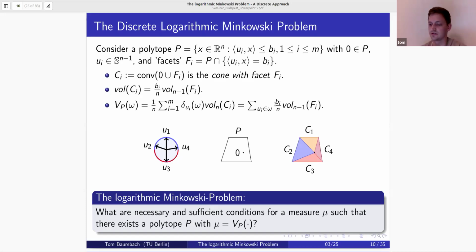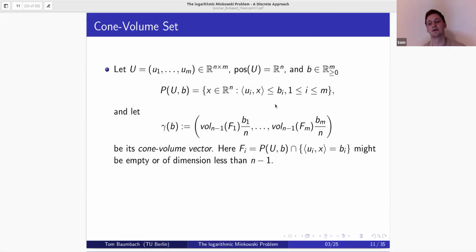And instead of looking at measures, we now want to understand the cone volumes, or the volume of the cones, which we are now going to define. We are now going to look at the cone volume set. Again, we consider outer unit normal vectors, which should be contained in the unit sphere, and we also assume that the positive hull of U equals the whole space Rn, and that b is the right-hand side, which is non-negative. We need the assumption that the positive hull of U equals Rn in order to really consider polytopes, because we want to construct bounded polytopes, and they're only bounded if the positive hull of U equals Rn.